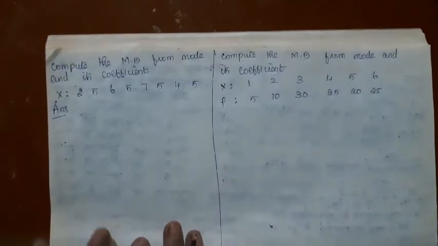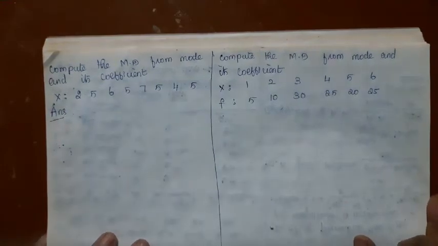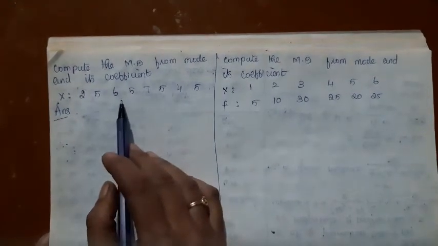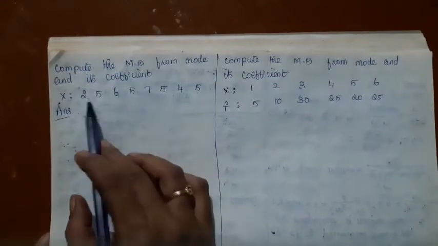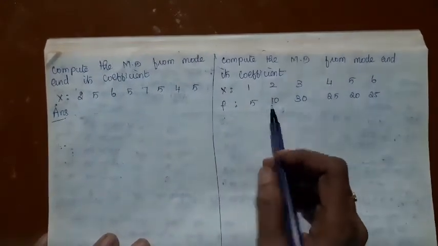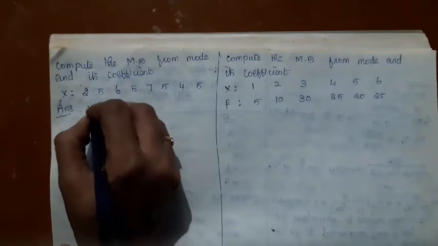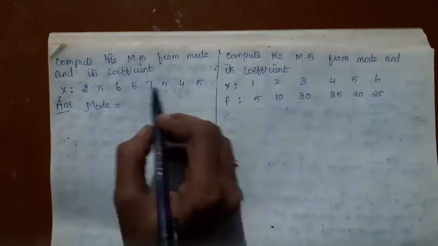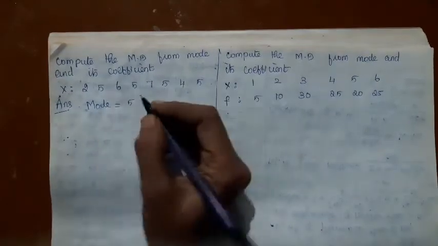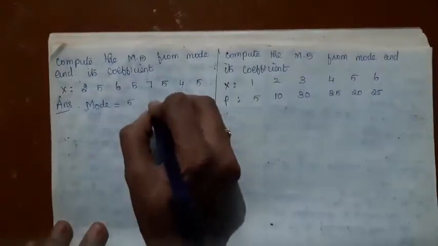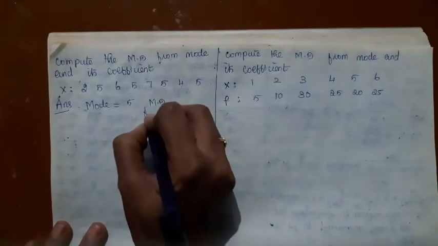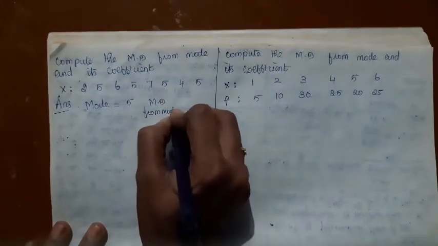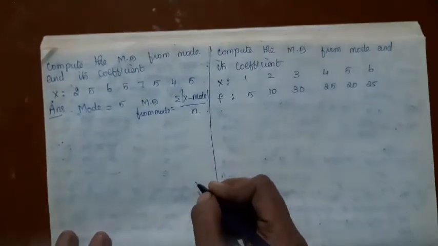Let us consider this problem of computing mean deviation from mode. I have given two problems here. This is an individual series and this is a discrete series. See here, mode is the number which occurs the most times, 5. For an individual series, mean deviation from mode is summation modulus of x minus mode divided by n, is the formula.